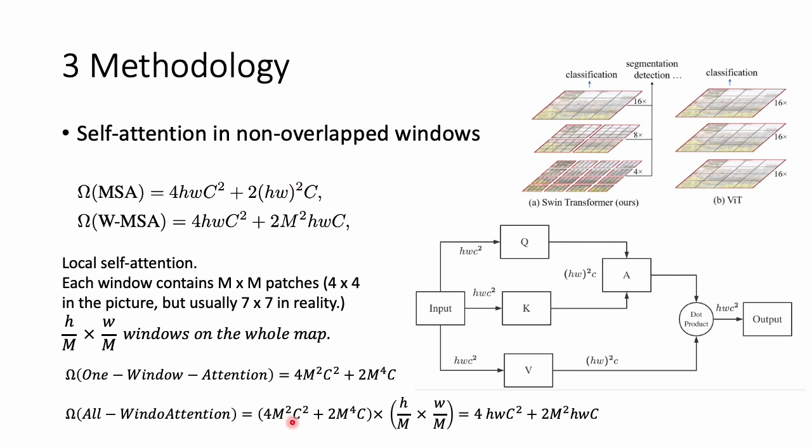We can replace HW in the original self-attention with H over M and W over M so that we can get the cost of each window. And times the window number, we can get the WMSA cost. And we can see that the complexity degrades from quadratic HW² to linear HW now.